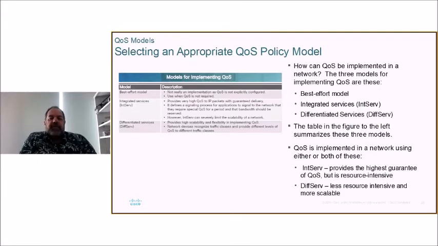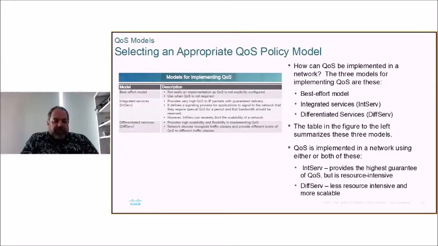So, selecting an appropriate QoS policy model. How can QoS be implemented in a network? The three models for implementation of QoS are best effort, which is not really QoS, integrated, and differentiated. The table on the left summarizes the three models. QoS is implemented in a network using either or both of integrated or differentiated. So of course, best effort really isn't QoS.